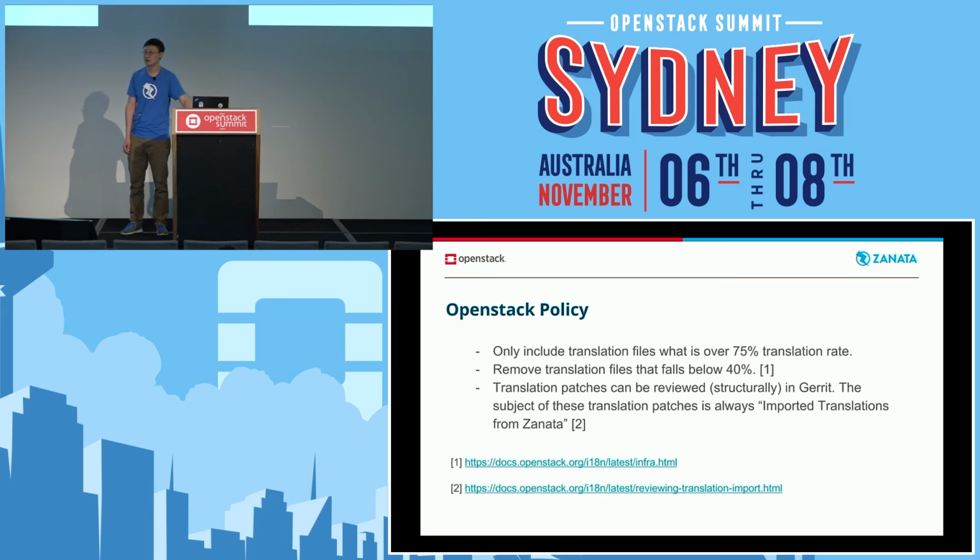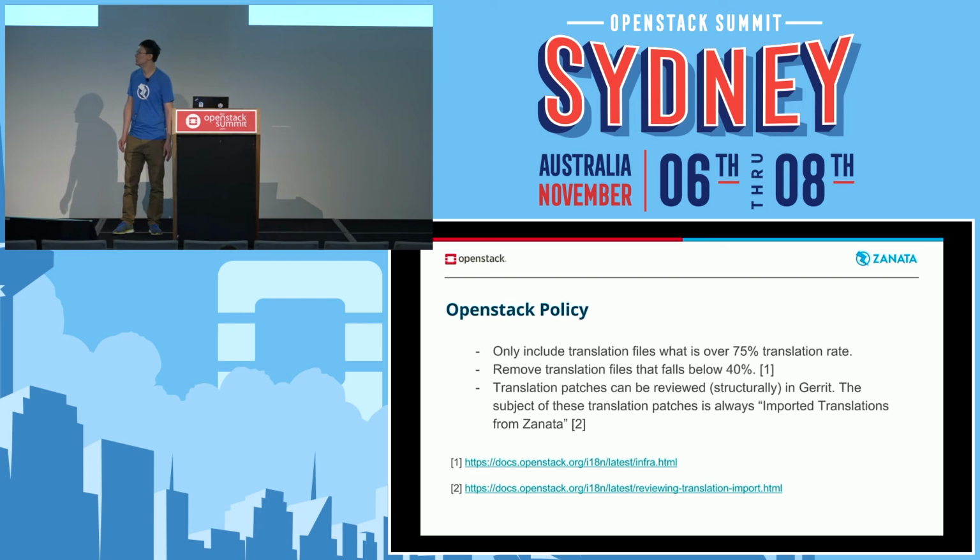For OpenStack, there are some policies around translations. Normally, translation files are only included if they're properly translated over a percentage. Right now, it's 75%. If you go to some websites or software, you might see a partially translated UI. That's because it's not always 100% translated. If there's no translation, it just falls back to English most of the time. For that reason, it doesn't make sense to include poorly translated files. Also, there's a policy to remove any translation that's below 40%. Because as time goes on, when you release new software, you may add more strings, and the previous translation rate will go down. And if it's too low, then it will get removed.